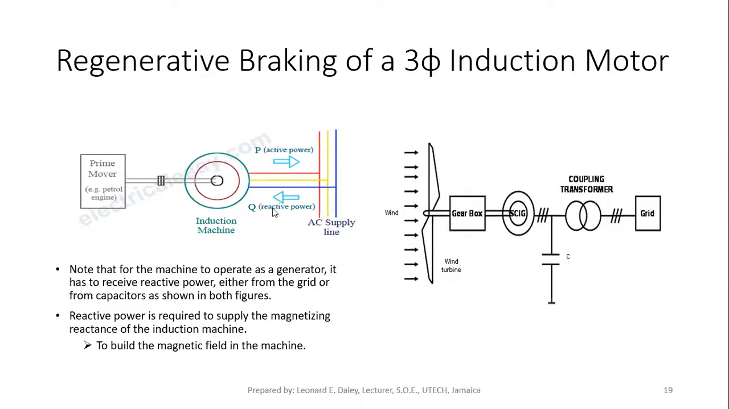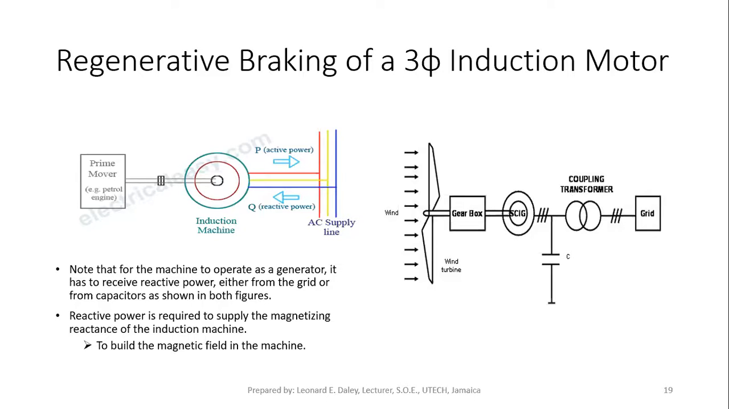All right, now reactive power is required to build the magnetic field inside the machine. So if there's no magnetic field inside the machine, then the machine will not operate. Right. So reactive power is required. Now that can be drawn from the AC supply line, or it can be drawn from capacitors that are installed for that purpose, basically. Now you can see examples utilizing this in the Wildy.